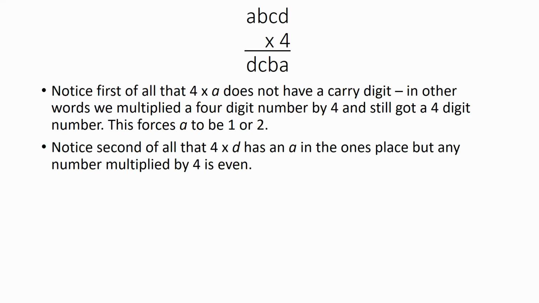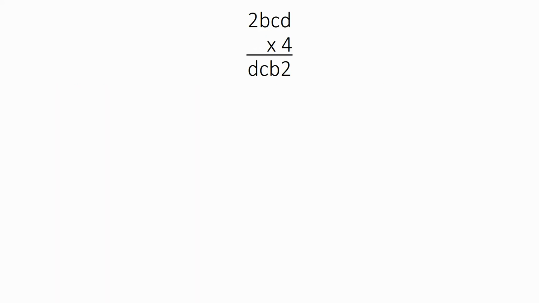Next, we notice that 4 times D has an A in the ones place, looking over at the ones place of the original number. But any number multiplied by 4 is even. So A has to be 1 or 2, but it also has to be even, so A is 2. And so now our problem looks like this. 4 times D ends in 2, maybe there's a carry into the next place, etc.